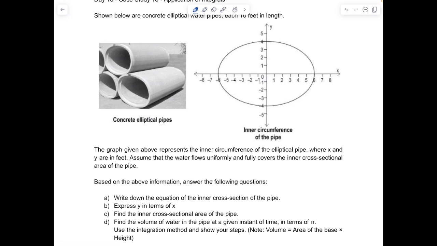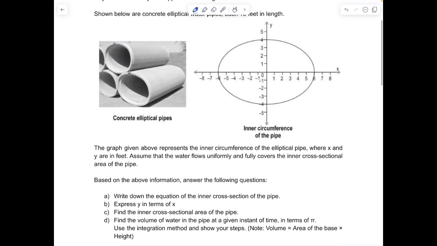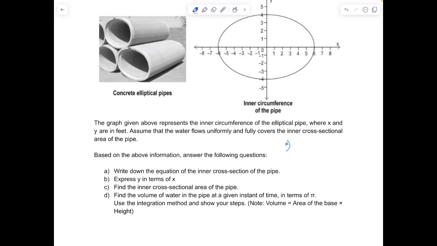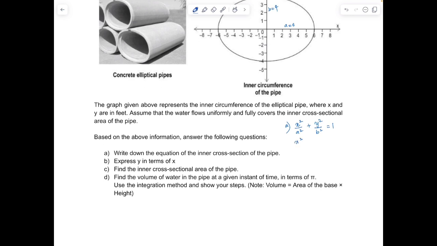First subdivision, write down the equation of the inner cross-section of the pipe. The inner cross-section of the pipe is in the form of an ellipse. The standard form of the equation for an ellipse is x square by a square plus y square by b square is equal to 1. Here a is 6 and b is equal to 4. So it is x square by 36 plus y square by 16 is equal to 1.